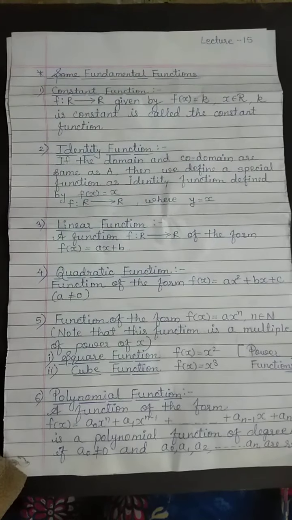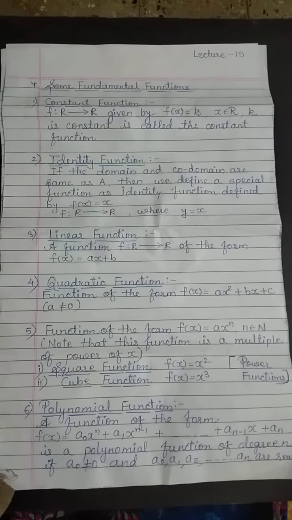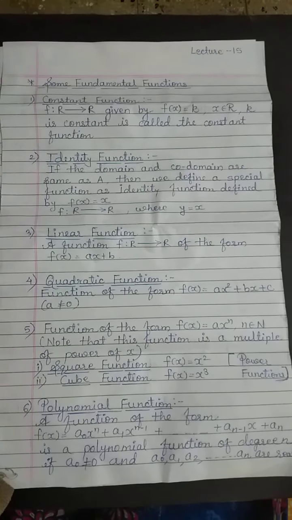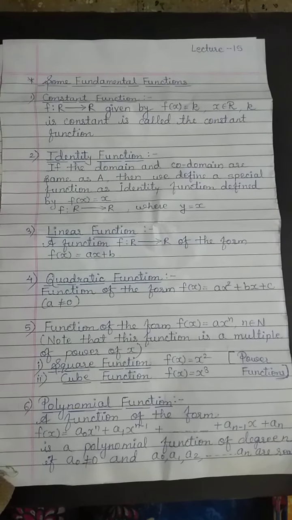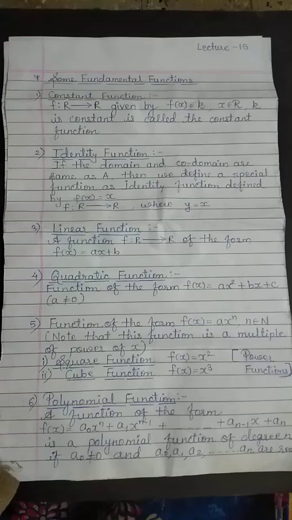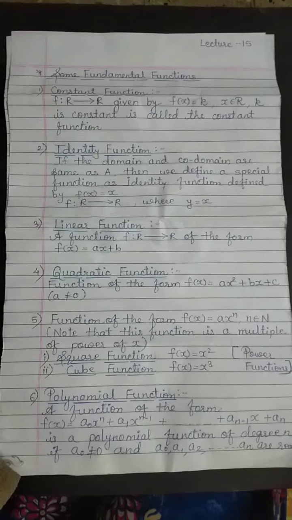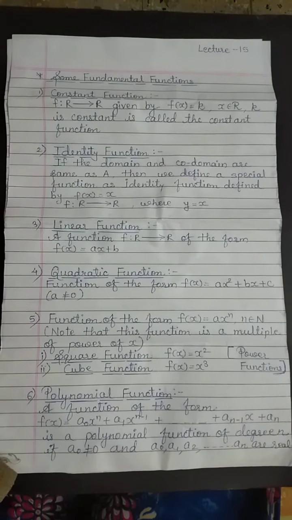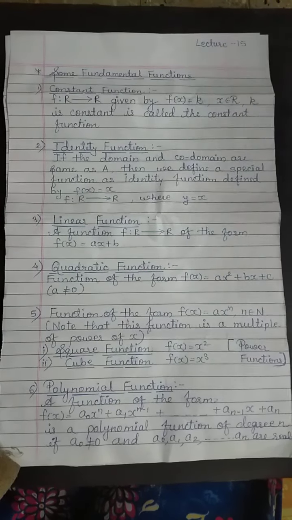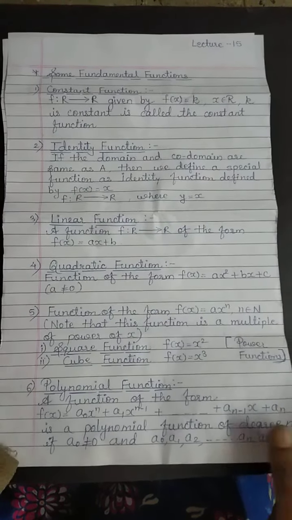Now 6. Polynomial function. A function of the form f of x is equal to a0 x raised to n plus a1 x raised to n minus 1 plus up to so on a n minus 1 x plus a n. Means everywhere we are decreasing the power of x by 1 and is a polynomial function of degree n, if a0 is not equal to 0 and a0, a1, a2, an are real.